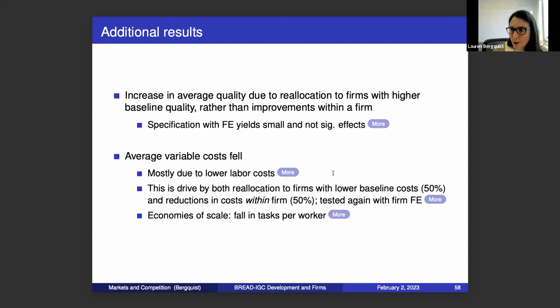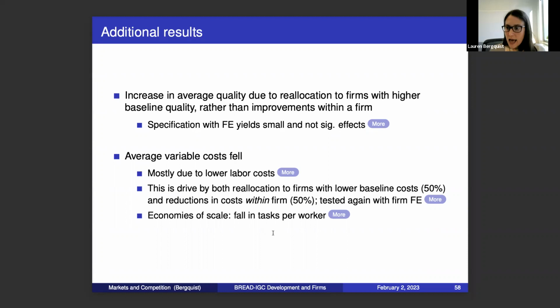And they can ask a similar question: is this due to a reallocation to firms with lower cost at baseline, or due to reductions in cost within firms? Again, they use those firm fixed effects, and here they see about 50-50. So this is partially reallocation to lower cost firms, more productive firms at baseline. It's also due to a reduction in cost within firms. And this reduction in cost is coming from a pretty interesting place. They find basically evidence of economies of scale.